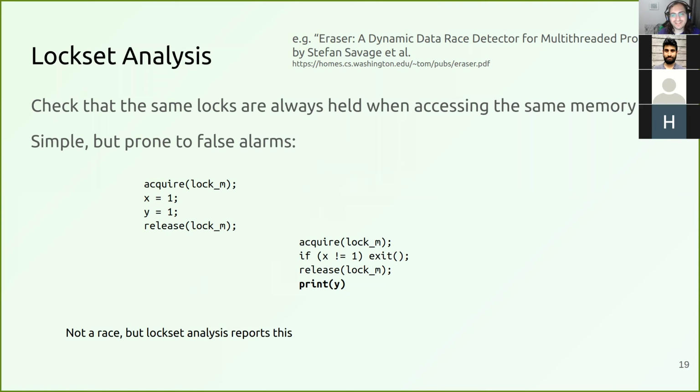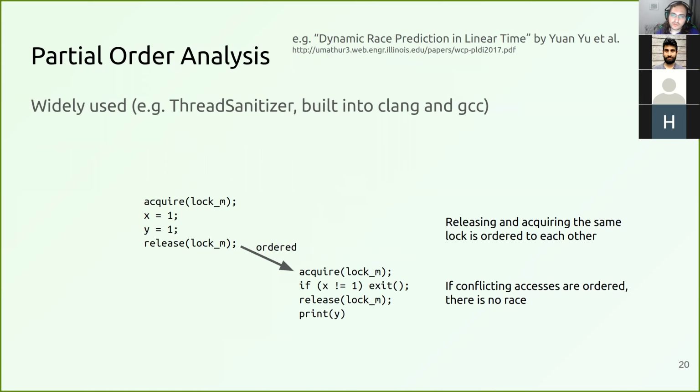Here I have the same example changed very slightly. The change here is that if x wasn't y, the program would have exited, and then we wouldn't run print y. With that small change, since we're again accessing y without holding the lock, lockset analysis would just say, hey, there might be a race there. But actually, there is no data race in this program. If anything happened where it might race, the program would have actually exited already. But lockset analysis will still report this.